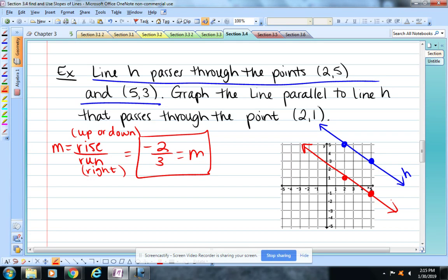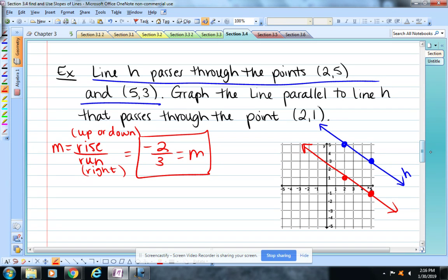Okay, so just to recap, you take the 2 points for the line they tell you about, graph those 2 points, draw you a line, then do rise over run to get that slope. If you're parallel, you're going to use the same slope. So graph the point they tell you is on the other line, and then do rise over run from that point to get a second point. Okay? Let's do another one like this.